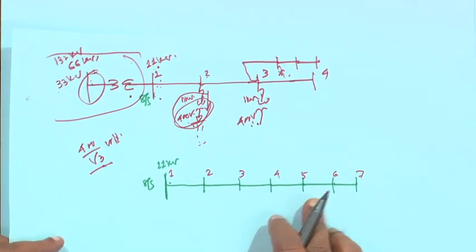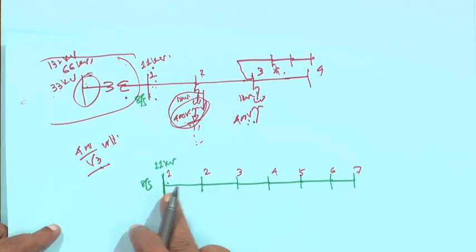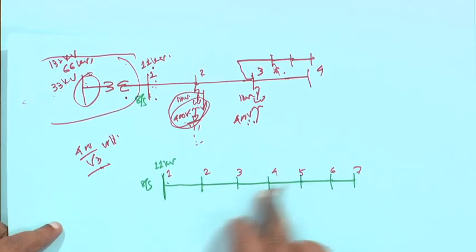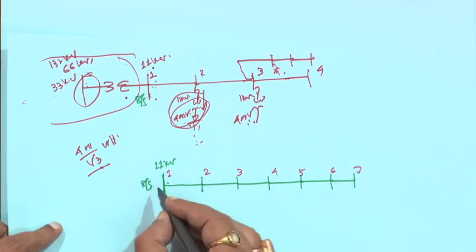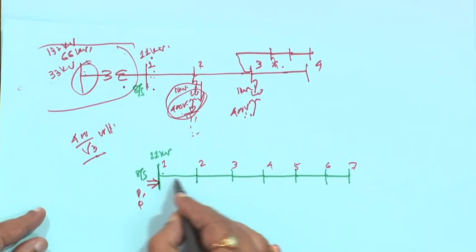This radial network, radial in the sense that it is geometrically radial as well as electrically radial, because power flow is unidirectional. The input is here in the substation, right, P and Q input is there, and everywhere.